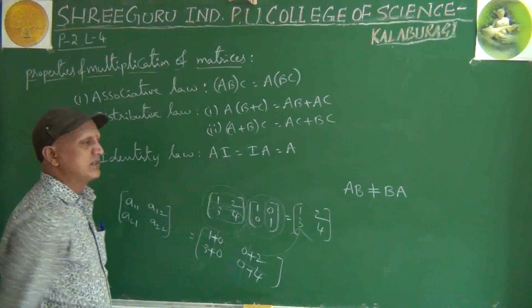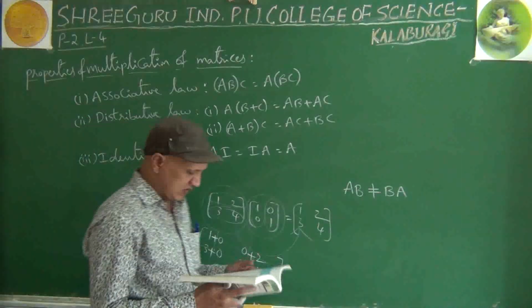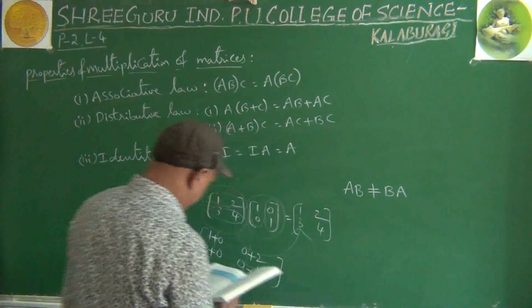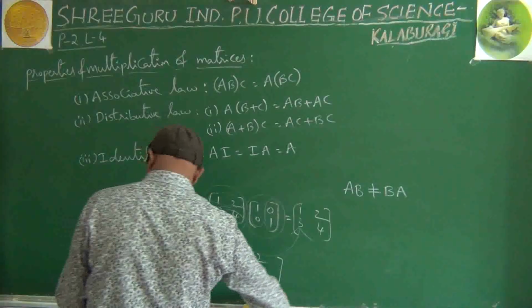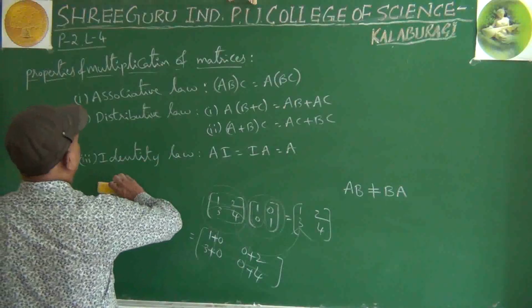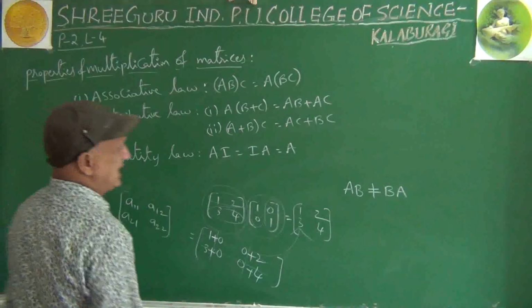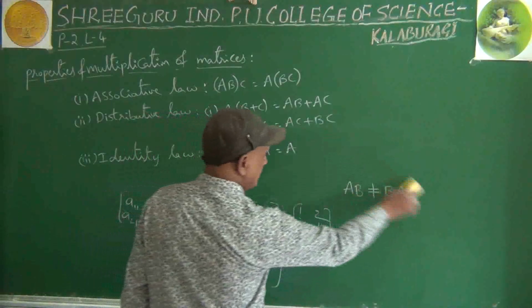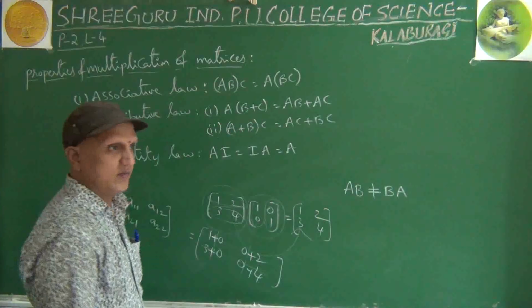So, the identity law means this one only: AI equals IA equals A. These are the properties of multiplication of matrices. Remember this also: AB is not equal to BA for all cases.